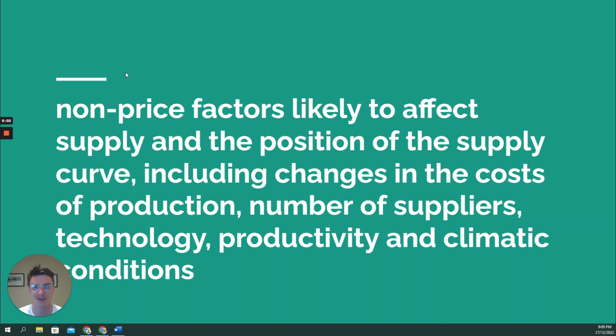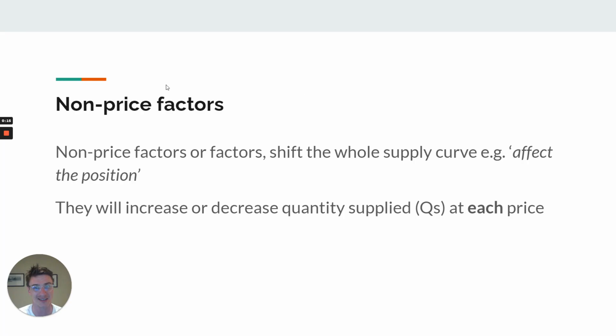Hello again, economics students. So we need to understand which things, or non-price factors, sometimes called supply factors, will cause the supply curve to shift. Here they are. You can read them. Let's get into them. These things will affect a firm's ability and willingness to produce. They'll make all businesses in the market either more willing and able to produce, or less willing and able to produce.